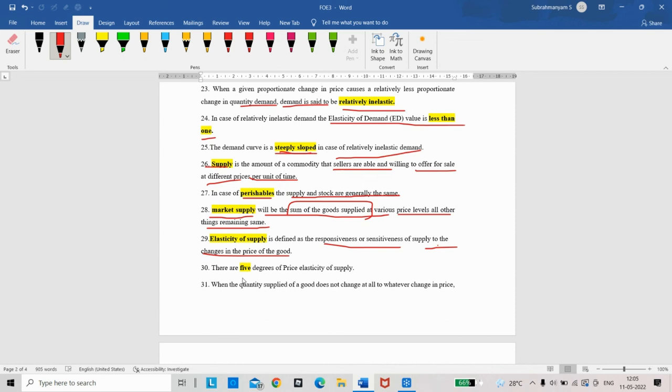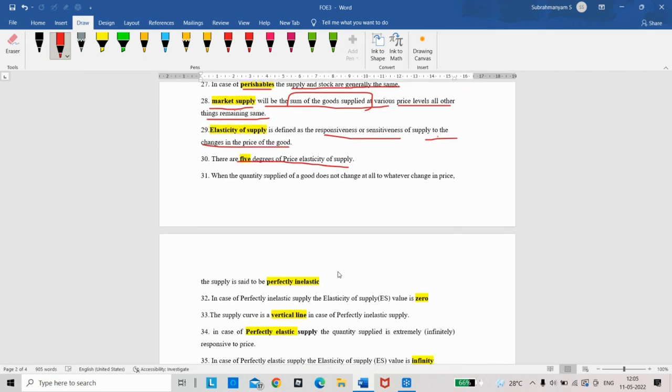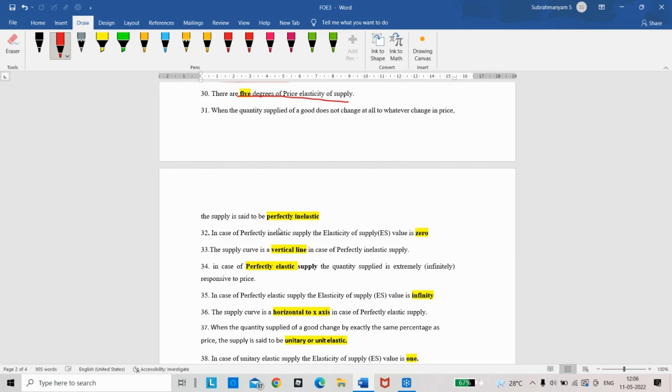There are 5 degrees of price elasticity of supply. When quantity supplied does not change whatever the change in the price level, then the supply is said to be perfectly inelastic.